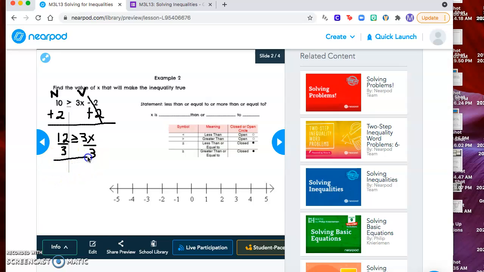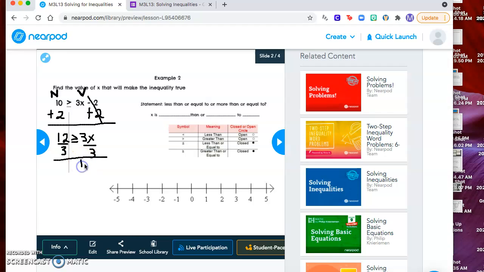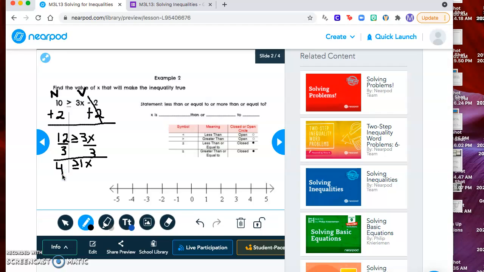So here, we get 1x is less or equal to 4. Okay, because 12 divided by 3 is 4. That's how I got it. How did I get 12? 10 plus 2 is 12.